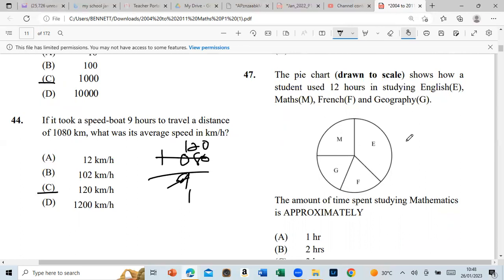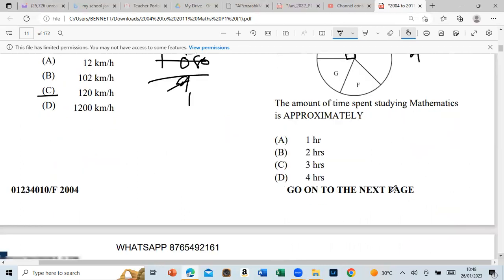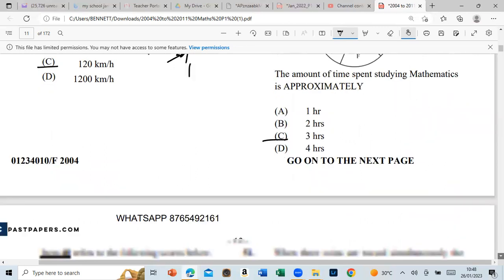a quarter. You can say a quarter of that. Yeah, see there? Over 90 degrees that. So that'll be 3 hours for maths. And guys, make sure you spend enough time for maths, you know, make sure.